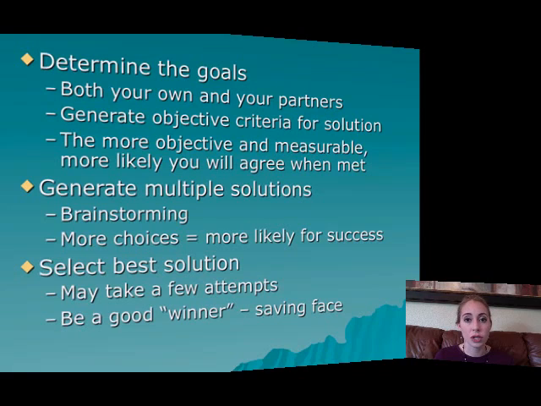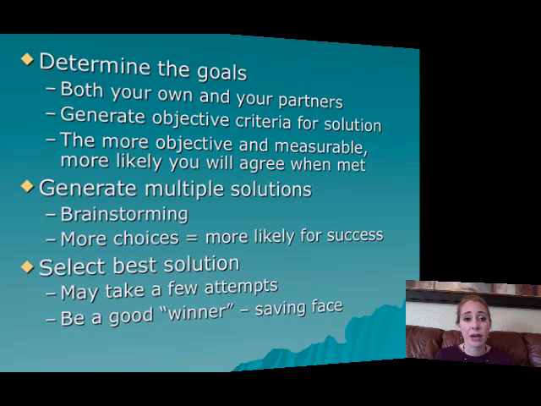Determine your goals, both your own and your partner's. Again, we're not trying to be self-centered, it's other-oriented. So what are my goals, but what are your goals? Generate objective criteria for the solution. Lots of options. Objectivity, these are things we can do. The more objective and measurable, the more likely you will agree when those goals are met.